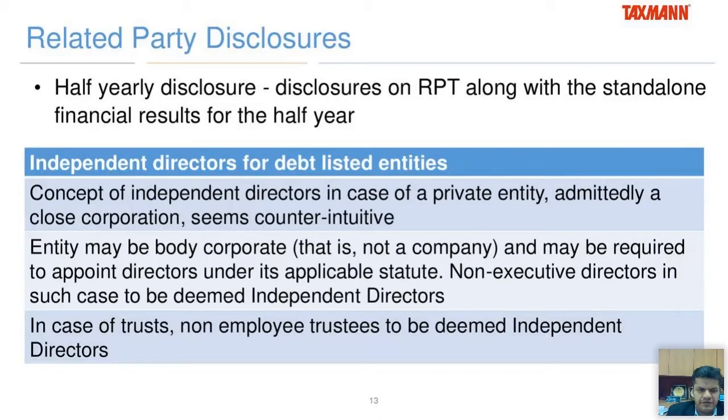Independent directors will have to be placed. The concept of independent directors in case of a private entity, a closed corporation, seems counterintuitive. The entity may be a body corporate that is not a company. For example, there can be a case of an InvIT or a REIT, or even a trust which gets listed. So it is applicable in those cases also, and they may be required to appoint directors under the applicable statute.